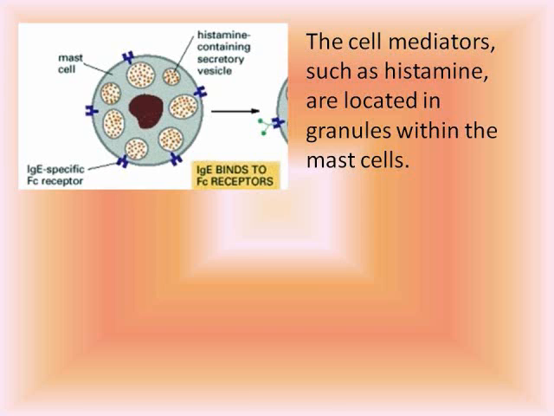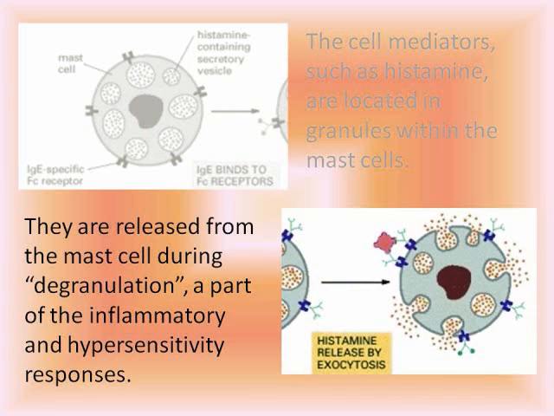The cell mediators, such as histamine, are located in granules, little sacs, within the mast cells. They are released from the mast cell during a process called degranulation, and it's part of the inflammatory and hypersensitivity responses.